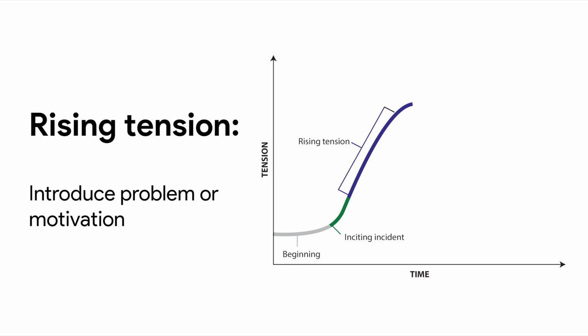Rising tension is the part of the story where you introduce a problem, motivation, or both. The line moves up because having a problem creates interest for the reader and increases the tension.